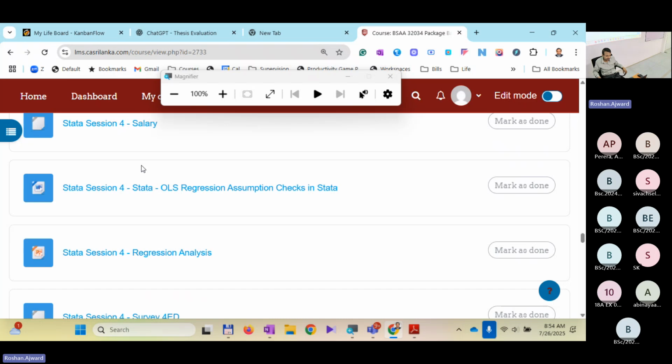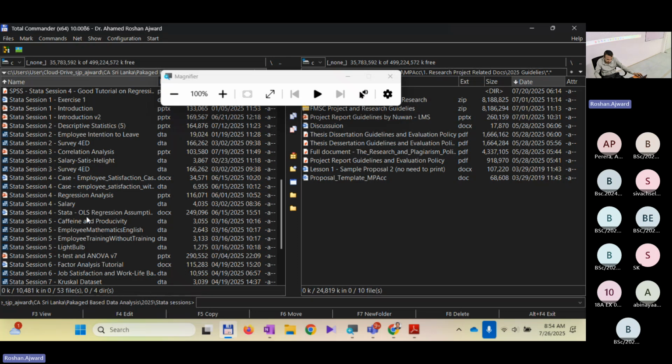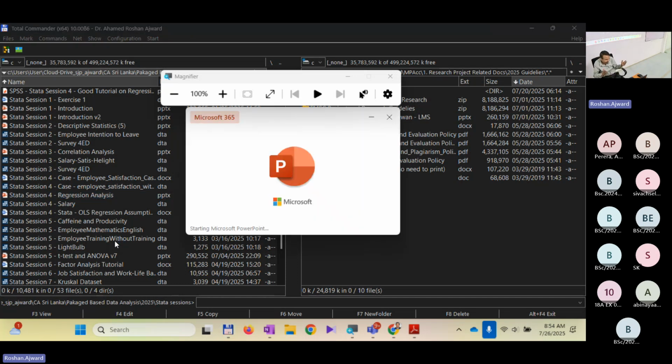Take your time, please download and open the regression file. So I'm going to open the regression file. I have already downloaded it, okay, here regression is there. So I'm going to open the regression PowerPoint file which says data session 4 regression analysis. Please open that.